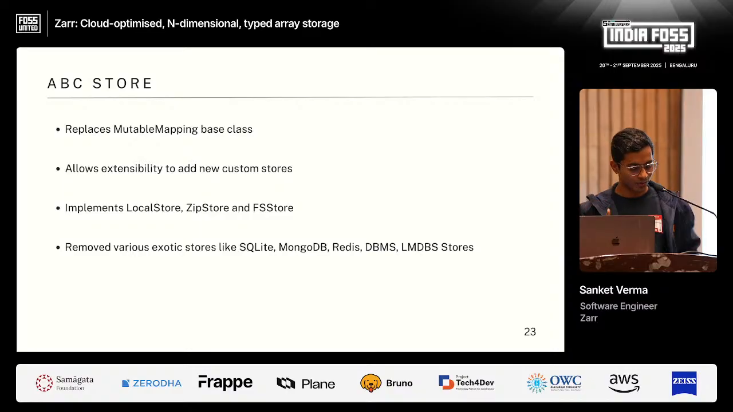And we wanted to make the spec as well as the implementation of Zarr Python as lean as possible with minimal functionality. The Zarr Python library implements local store, zip store, and FS store, which is for remote reading and writing. And if you want to add your custom stores, if you want to read via MongoDB or Redis, you can add these stores as well.